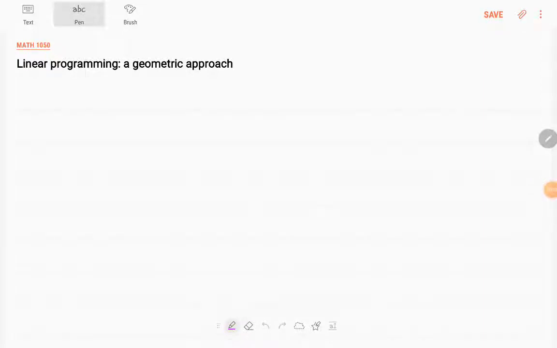In this section, we want to talk about linear programming. What is linear programming? Linear programming is a mathematical process to make a decision for some real-life problems. Here we only introduce a way which is called the geometric approach.